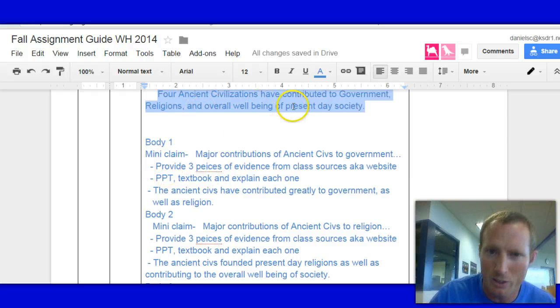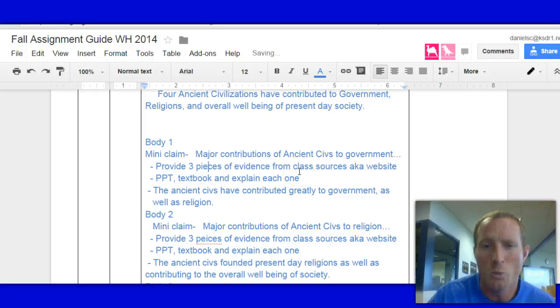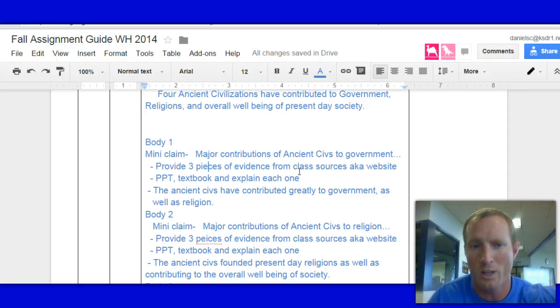Paragraph number 1, here's our transition and our roadmap, our mini-claim: major contributions of ancient civilizations to government. So you're going to say, hey, these are the major contributions to government from the 4 ancient civilizations. You're going to provide 3 pieces of evidence. Obviously that word is spelled wrong, so we're going to change that. And what you should do then is source that information to wherever it came from. Did it come from the PowerPoint? Did it come from the textbook? Did it come from the WebQuest? Where did you get this information? Did Coach Long tell you in class?